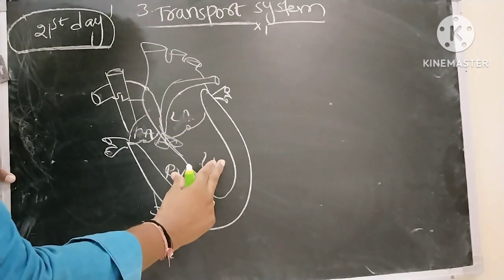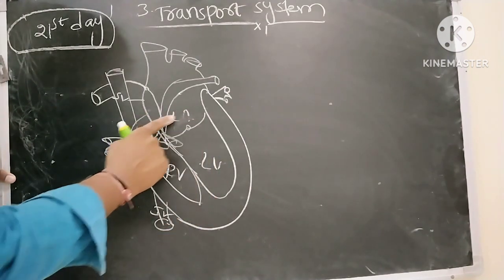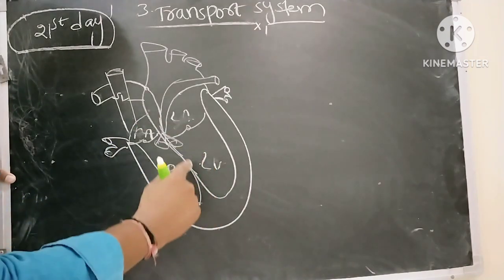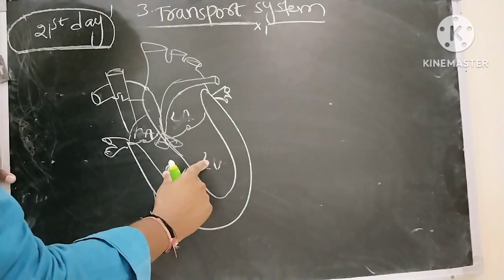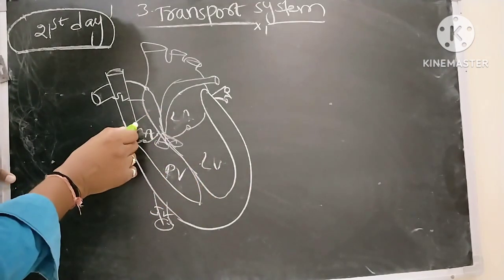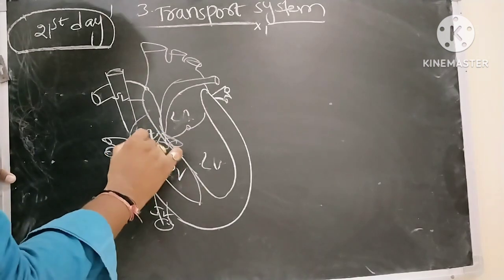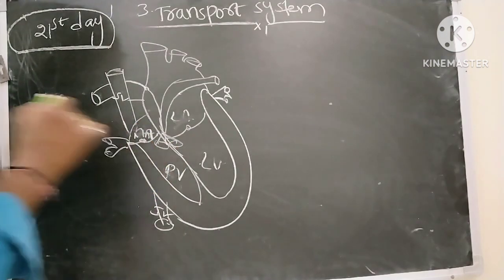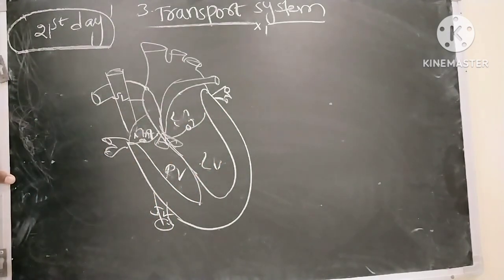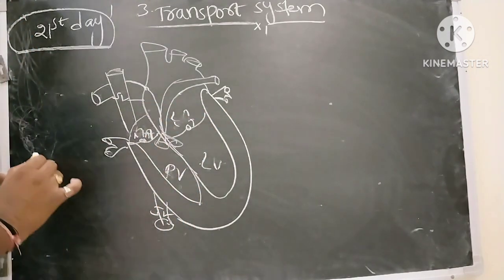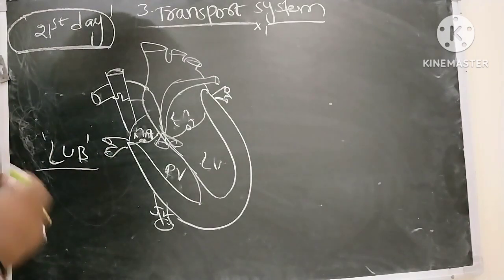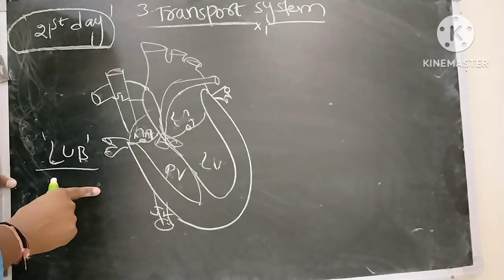Why? Because when the two auricles are relaxed, the two ventricles begin to contract, and then there is a chance the blood goes back to the auricles. To prevent the backward flow, the tricuspid valve closes the right auriculoventricular aperture and the bicuspid valve closes the left auriculoventricular aperture. Then we hear a sound called lub. This occurs after auricular contraction.